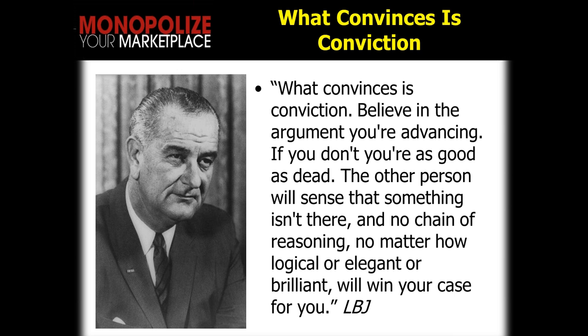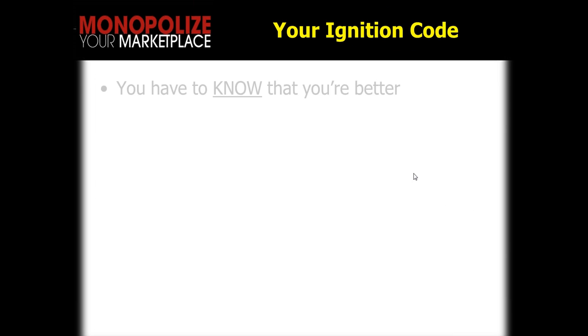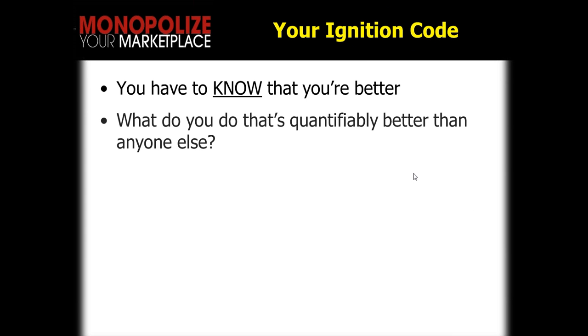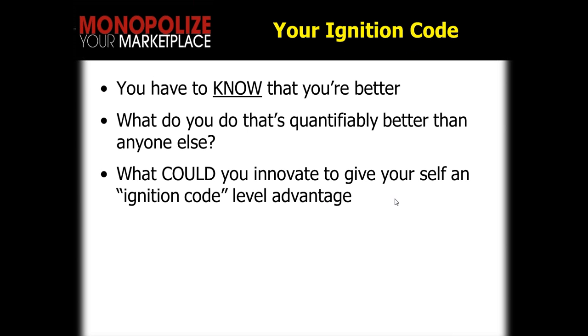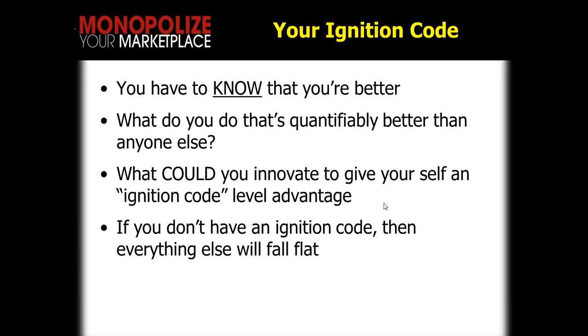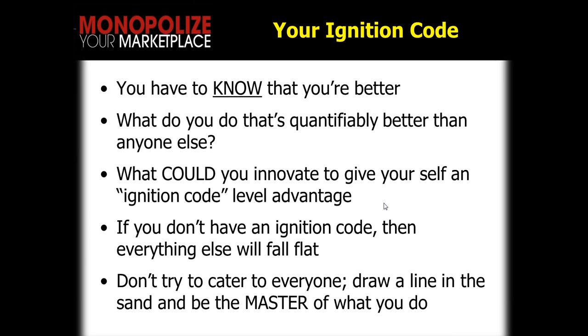This is where it all starts. Not where it ends, but it's where it starts. So your ignition code, you have to know you're better. What do you do that's quantifiably better? What could you innovate to give yourself an ignition code level advantage if you needed to? If you don't have ignition code, it's not going to work.